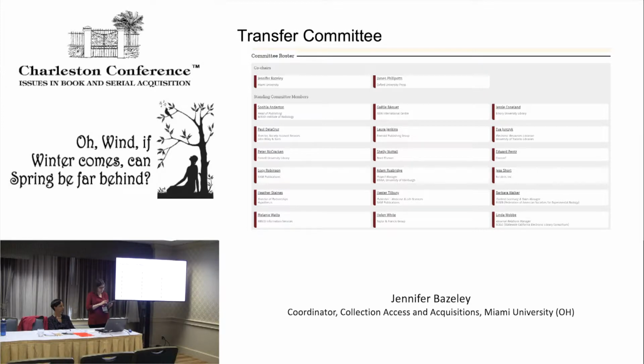And I just want to say again, thank you to the committee members. I don't know if any are here today besides Gail and I, but several of them are at Charleston. They've all worked really hard to revise the new draft of the code, as well as just market and do outreach for the transfer practice with publishers and librarians.